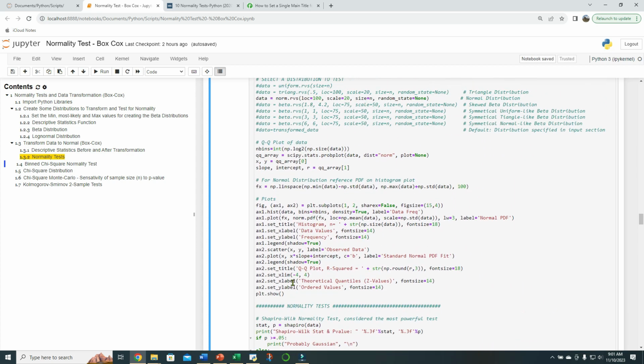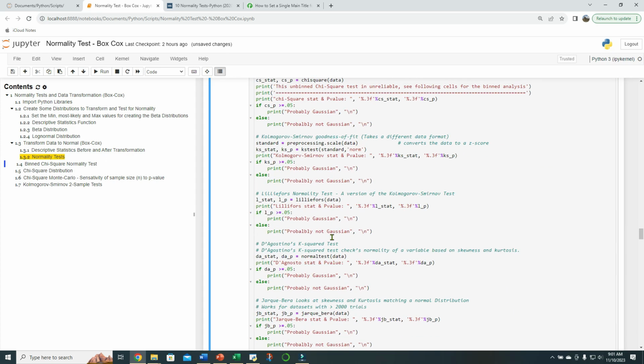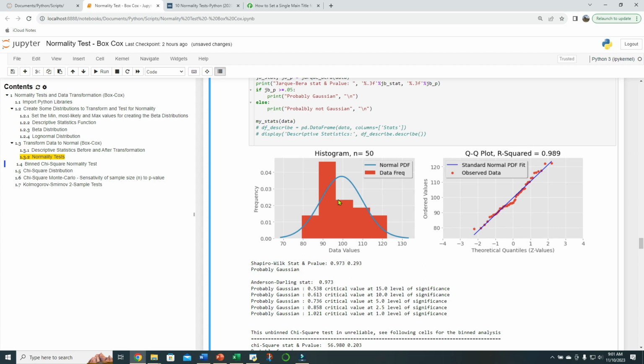Now let's change our data set. And we'll go with a symmetrical beta with alpha and beta equal 3. So this is approximately about the same distribution as a triangle distribution. Hit return, and we're with 50 samples. And it doesn't look particularly normal. The QQ plot looks okay.